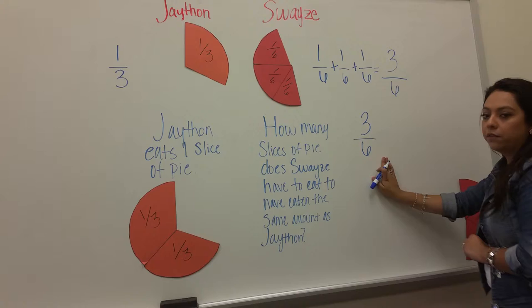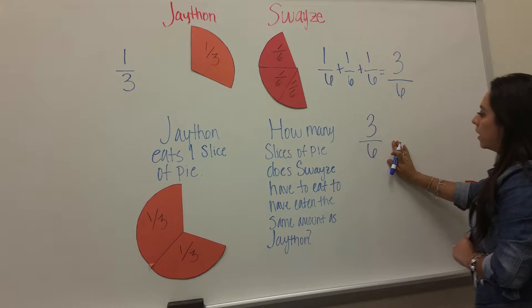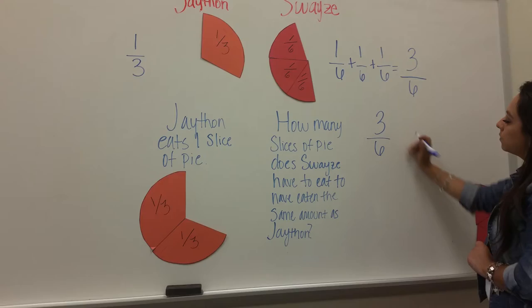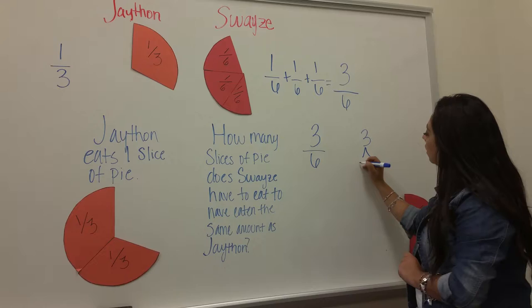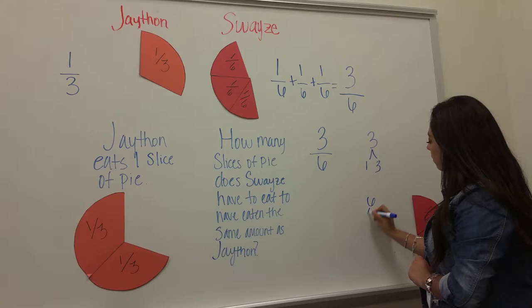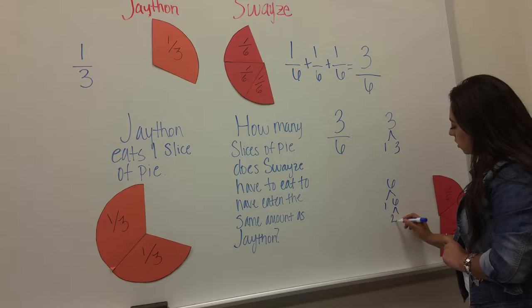So we have to simplify it to make sure that it's at its lowest value. So what we're going to do is find the least common factor of 3 over 6. So the first one, you have 3, and the factors of 3 are 1 and 3. With 6, you have 1, 6, and then you break down 6 and you get 2, 3.